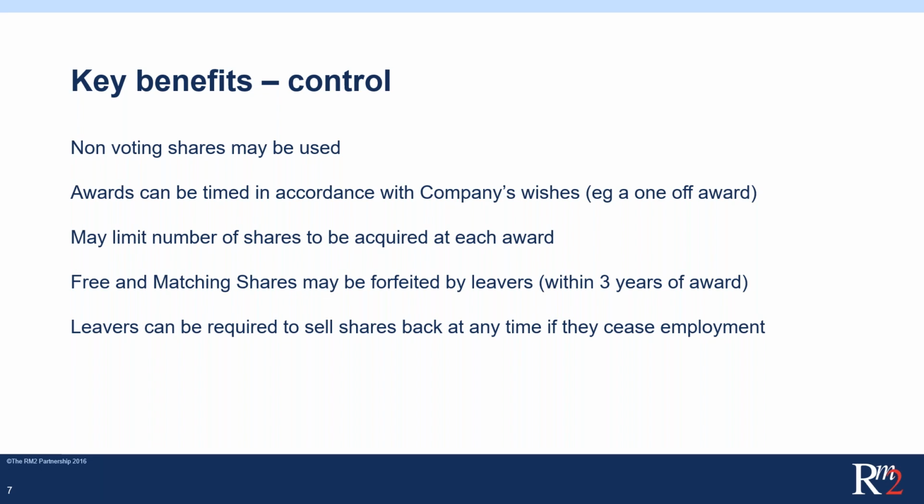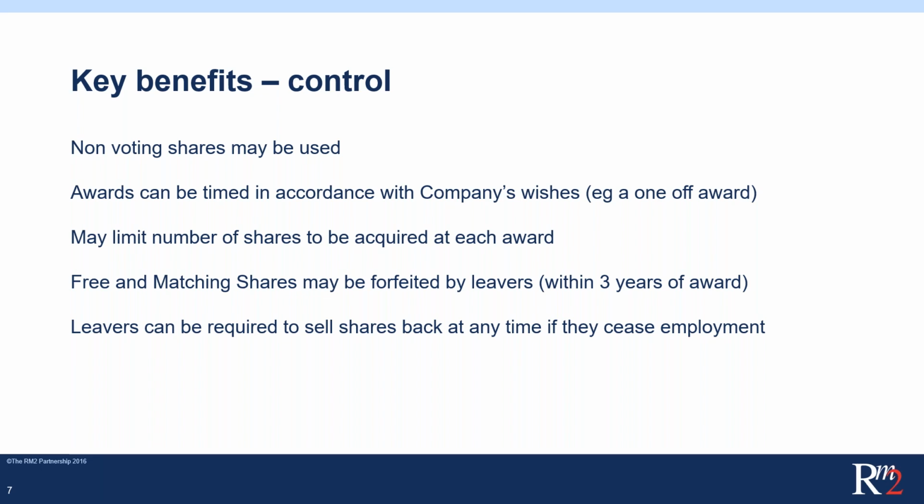For example, you might just want to make a one-off award of free shares to employees to recognise the fact they've been working with you for a long time, or something along those lines. You don't need to repeat the awards. You can do what you want, and you can limit the number of awards that you're giving at each award under the SIPP in any event. So there's no obligation to carry on making awards under the SIPP, just one-off, just to make sure that you're not giving away too much of the equity in the company.